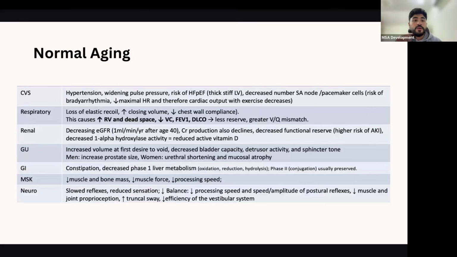Okay. So, what are the other things in normal aging? Lauren, this was found in your slides. I don't understand why it's there. We're going to go through it quickly.